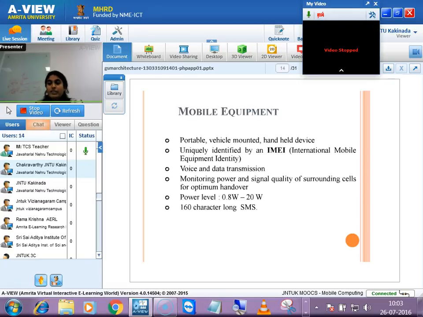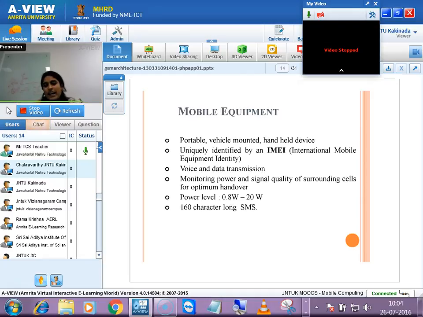These are measurement reports. Basically, there will be two parameters: received signal strength power and received signal strength quality. What is the quality of the signal and what is the power of the signal? Based on these two factors, for every neighbor cell, if the mobile is surrounded by some 5 cells, those 5 cells will be giving reports to the base station. So based on that, if the current signal is falling down and the next base station's power is high and quality is high, then it will make a decision to hand over from tower A to tower B.